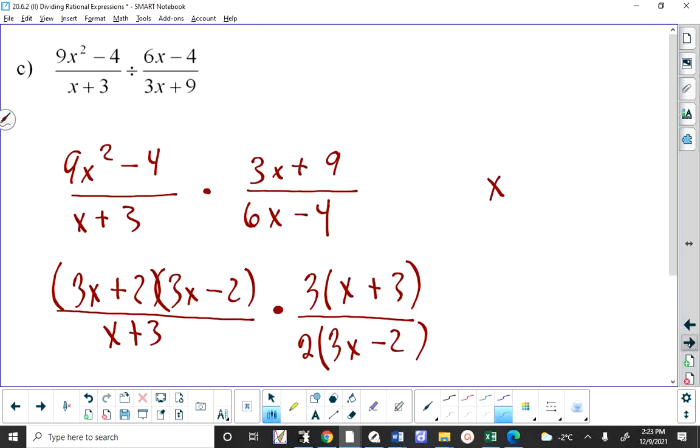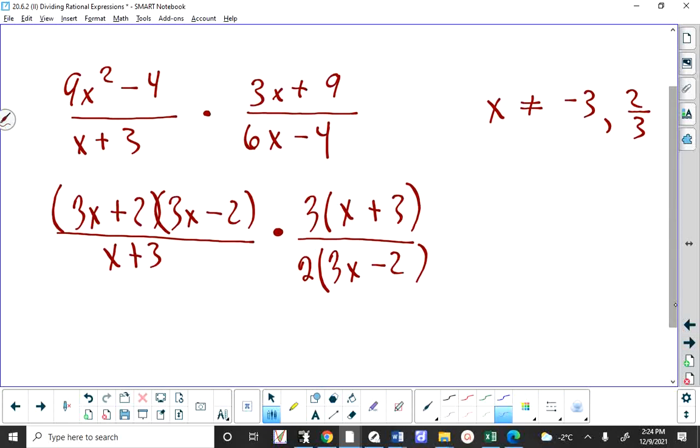Let's do our non-permissible values first before we cover them up maybe with canceling. I look at the bottom of the first fraction and I say x cannot equal -3. I look at the top and the bottom of the second fraction because the top was originally a denominator. Well, that's -3 as well. And then also we have 2/3. I just want to make sure you understand where I'm getting 2/3 from. I'm looking at this denominator here and saying that 3x minus 2 is not allowed to be 0 because then you would be dividing by 0, and I'm solving that for x.